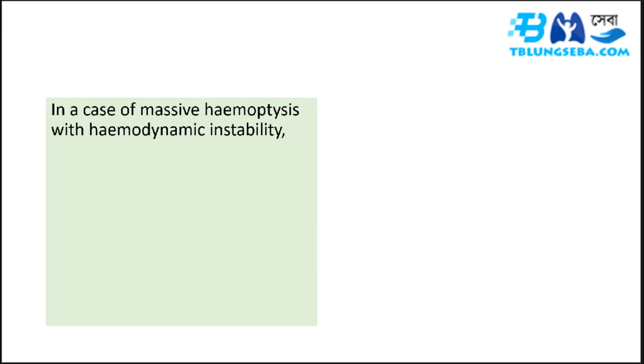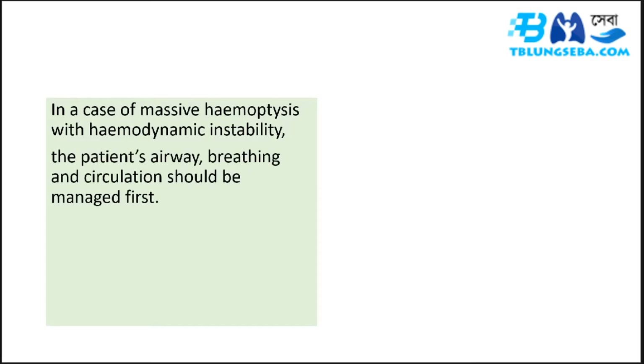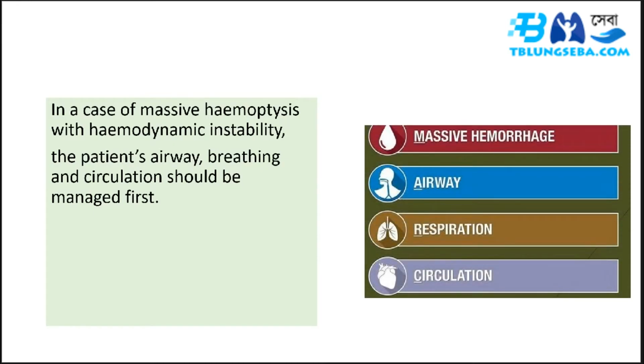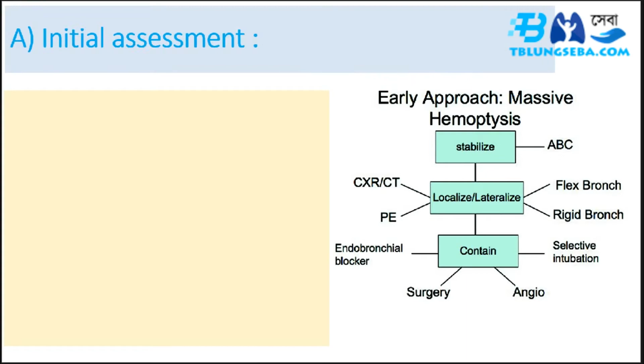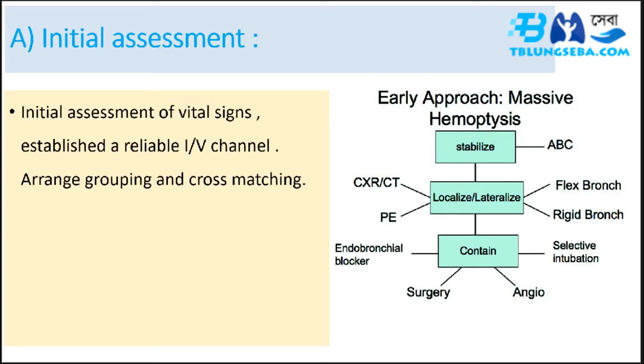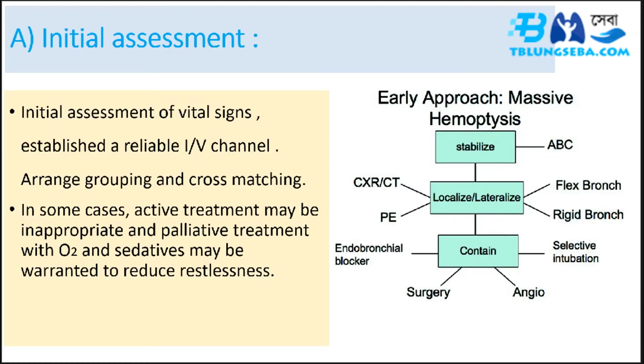Pulmonary arteries. In a case of massive hemoptysis with hemodynamic instability, the patient's airway, breathing and circulation should be managed first. Massive hemorrhage: airway, respiration, circulation. Initial assessment of vital signs, establish a reliable IV channel. Arrange grouping and cross-matching. In some cases, active treatment may be inappropriate and palliative treatment with oxygen and sedatives may be warranted to reduce restlessness.